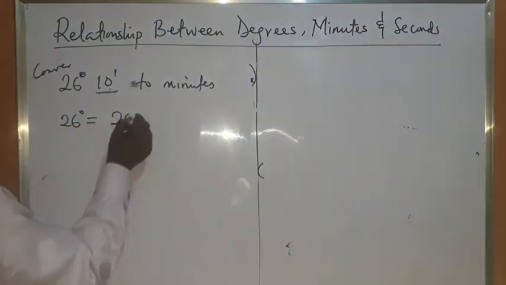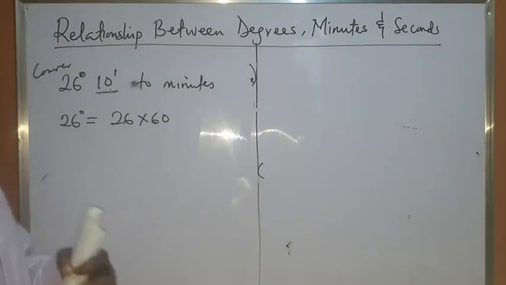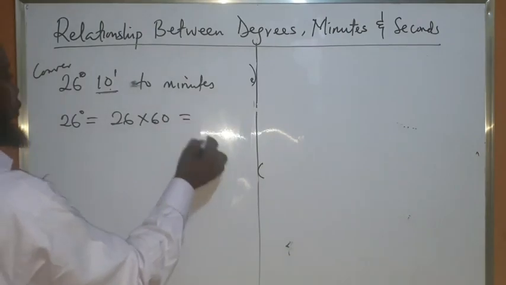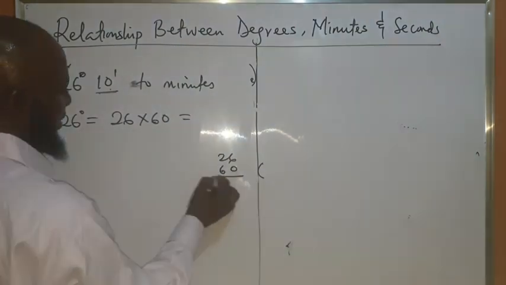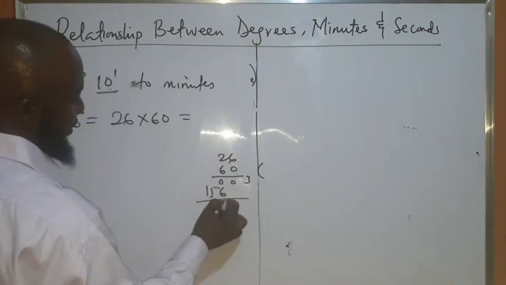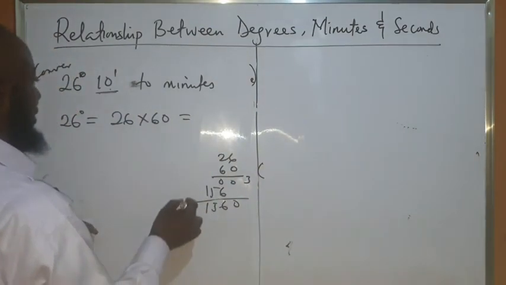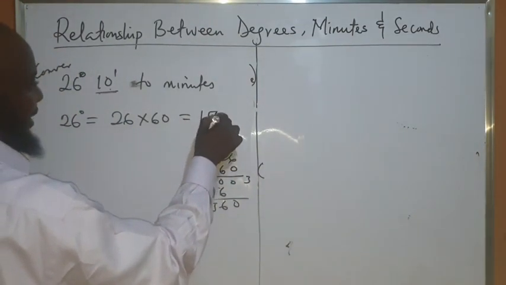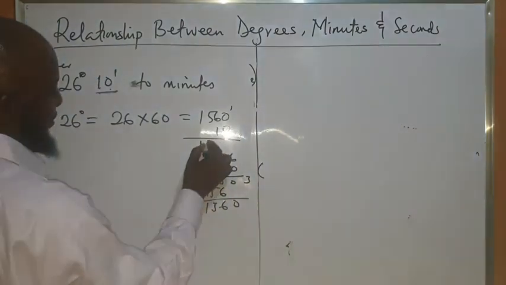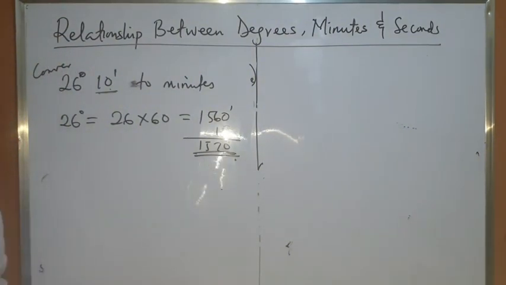That will be 26 times 60, because 1 degree will give us 60 minutes. So how many minutes will 26 degrees be? That will be 26 multiplied by 60. So this gives us 1,560 minutes plus 10 minutes. That will be 1,570 minutes. So this will give us the final answer. I hope this is very clear.